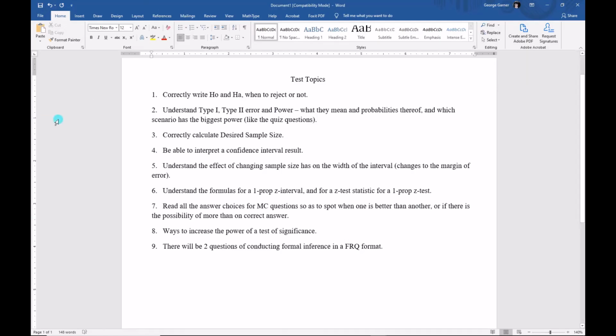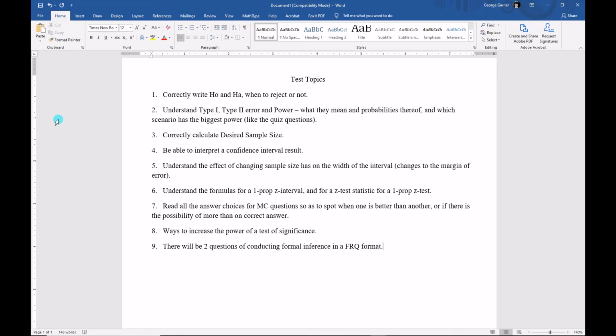All right, so I just glanced at the test, and here are some things that I think would benefit you to pay some attention to. Make sure that you can read a scenario and translate it into a correct HO and HA, and then be able to know, based on what the test results are, whether to reject or not. That's pretty standard stuff, but it can be done wrong.